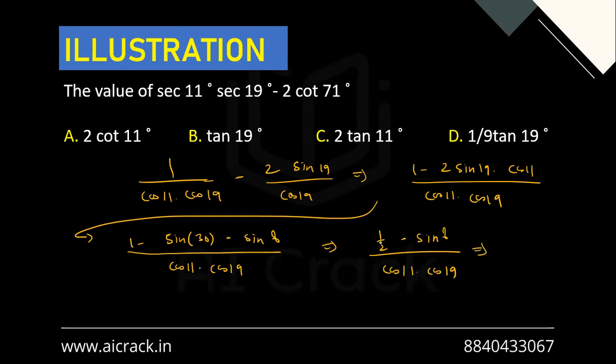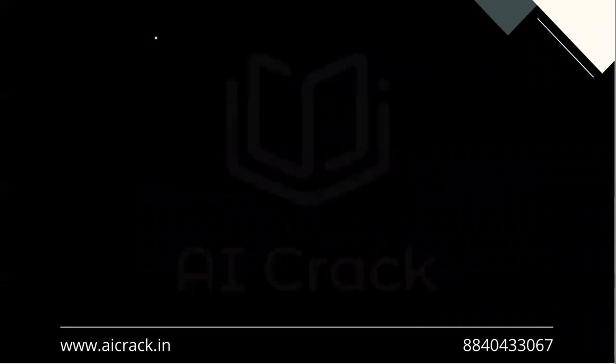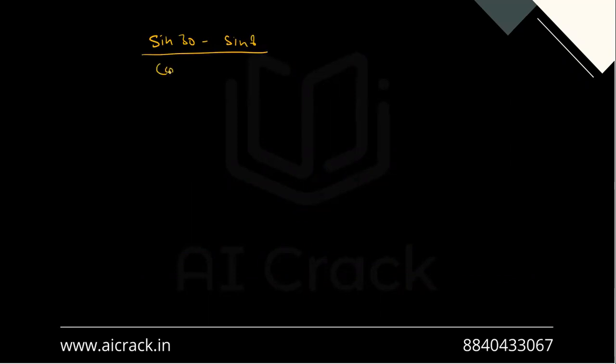So one thought that clicks my mind, I'll write 1 by 2 as sine 30 once again, because it was a negative term over here, but now it has become sine 30 as a positive term. Now I can apply sine c minus sine d, and that might do something, right? So I'll write it as sine 30 minus sine 8 divided by cos 11 dot cos 19.